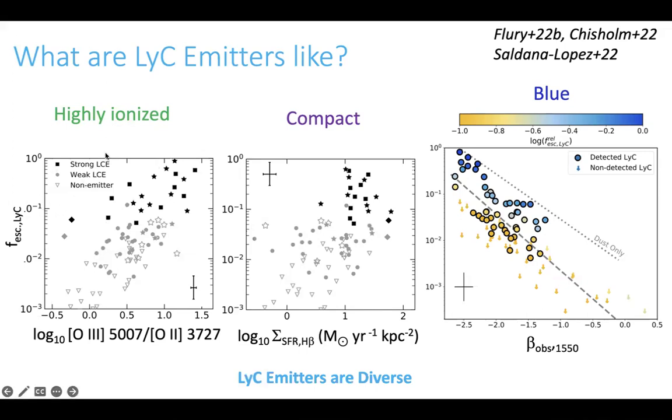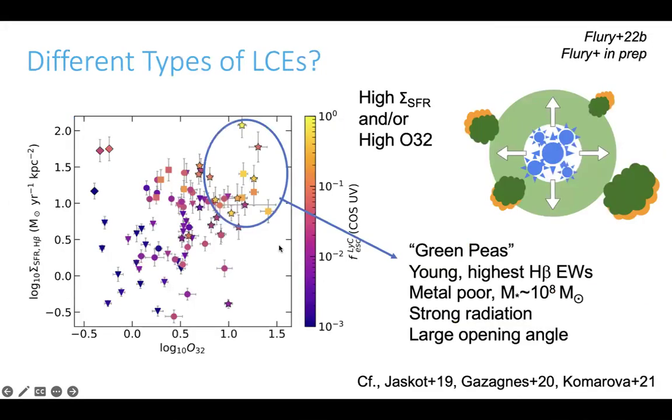So even though our strongest leakers tend to be highly ionized, that's not universally true. You can get strong Lyman continuum escape even at much lower ionization ratios. And so this has led us to think about the fact that you might have different populations of Lyman continuum emitters with different properties and perhaps different mechanisms driving the escape in different cases.